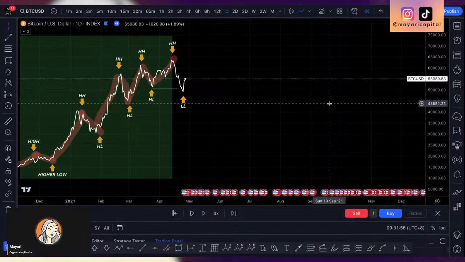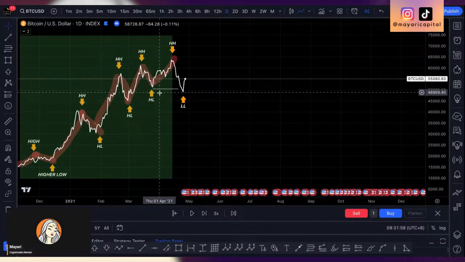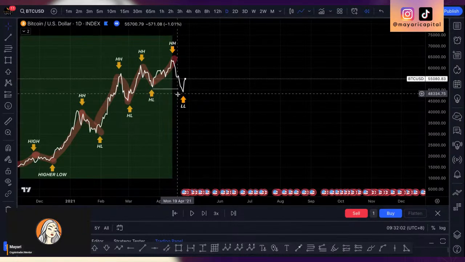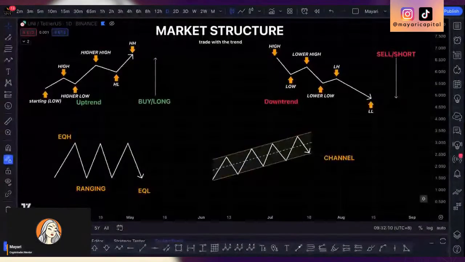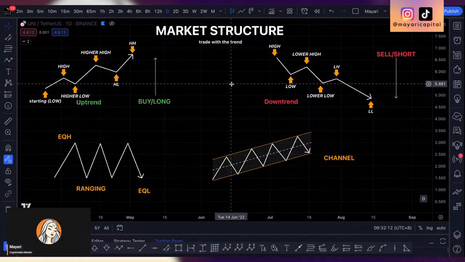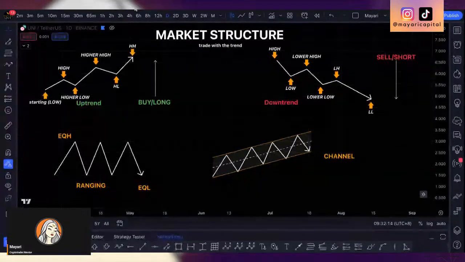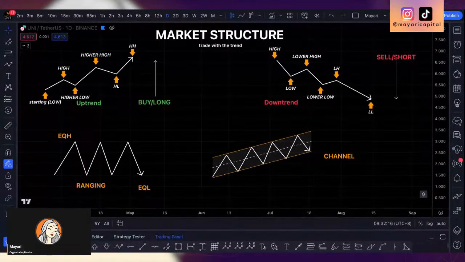Yeah, you guys caught that? Can you see? This is not a higher low, right? It is not higher than the previous low. It is actually lower. So that one right there is a lower low. Now, going back on our lesson earlier, where does the lower low belong? Does it belong on the uptrend or does it belong on the downtrend? Let me know in the comments. I really want to hear your thoughts.